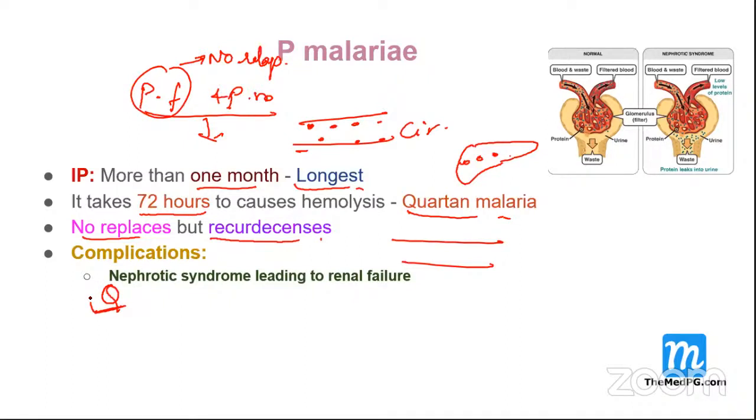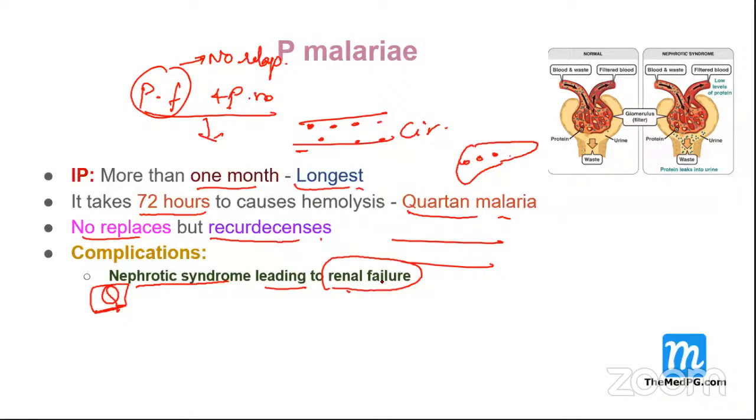A question has been asked already. It leads to what? Nephrotic syndrome. It ultimately leads to what? Renal failure. All this antigen-antibody complex will be deposited on the glomeruli, and it will lead to destruction of the kidney. Yes.